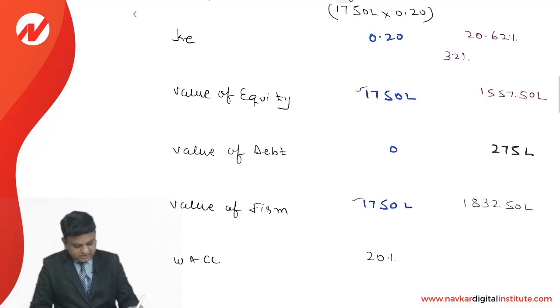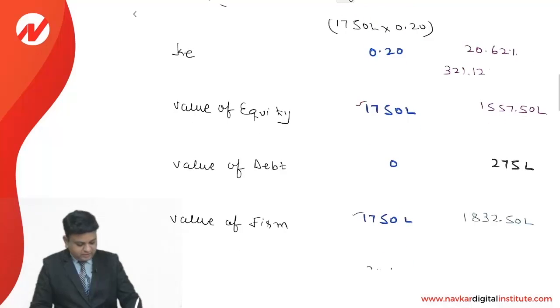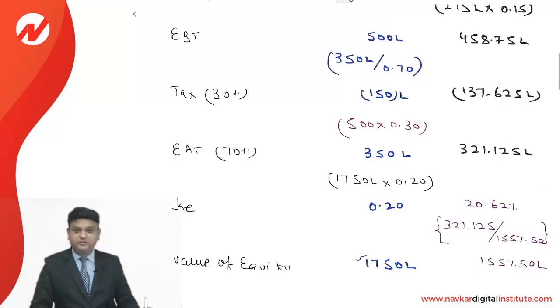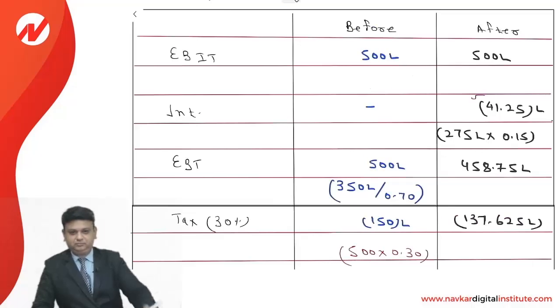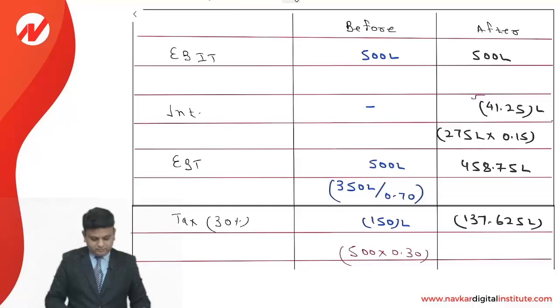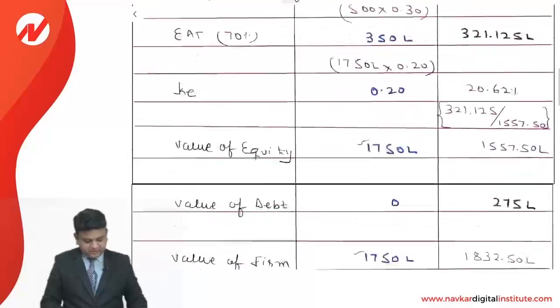That is 321.125 divided by 1557.50. This is the way cost of equity can be calculated as balancing figure. So this is the way we are required to make the computation of the answer.